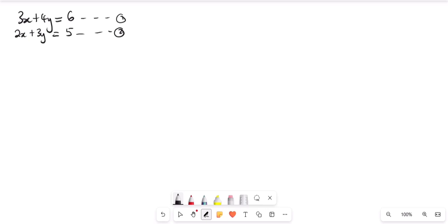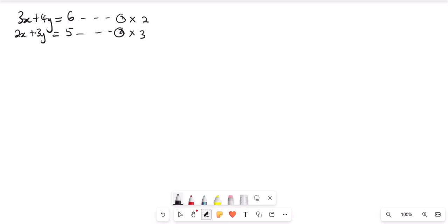So in our case, we don't have equal coefficients in either x or y. So we can decide which variable we want to eliminate. So we're going to eliminate x. Since we want to eliminate x, we need to multiply equation 1 by a certain value and equation 2 by another value, so that we have equal coefficients. I hope you're brainstorming there. Right, so I'm going to multiply the first equation by 2 and the second equation by 3. You'll see why I'm doing that.